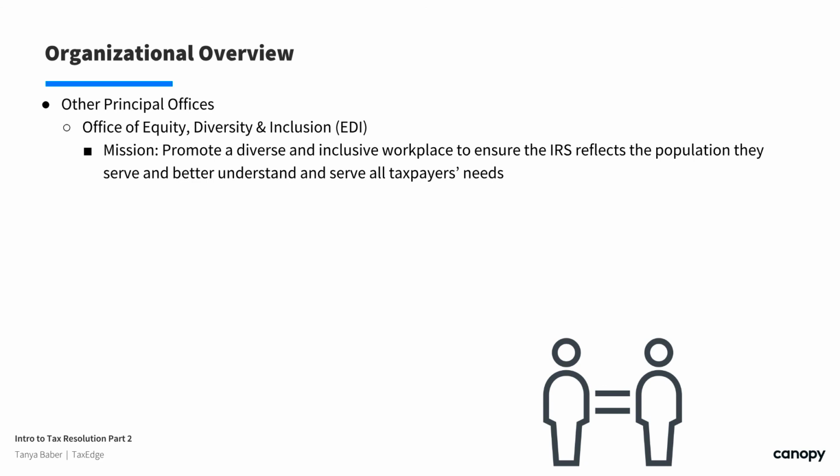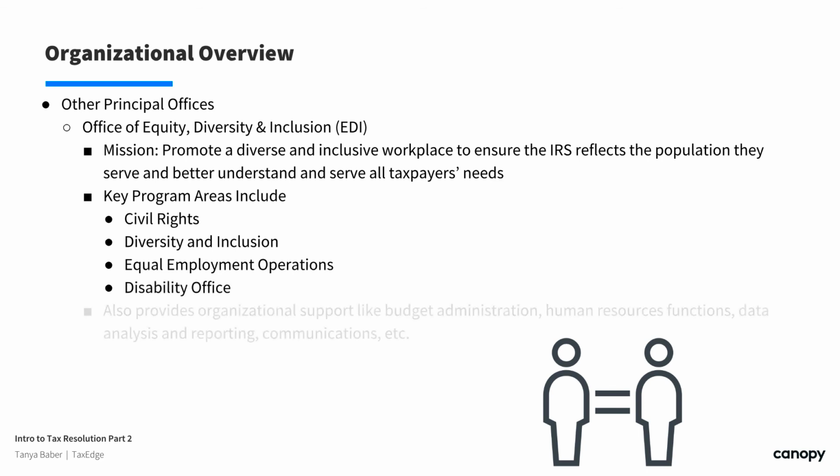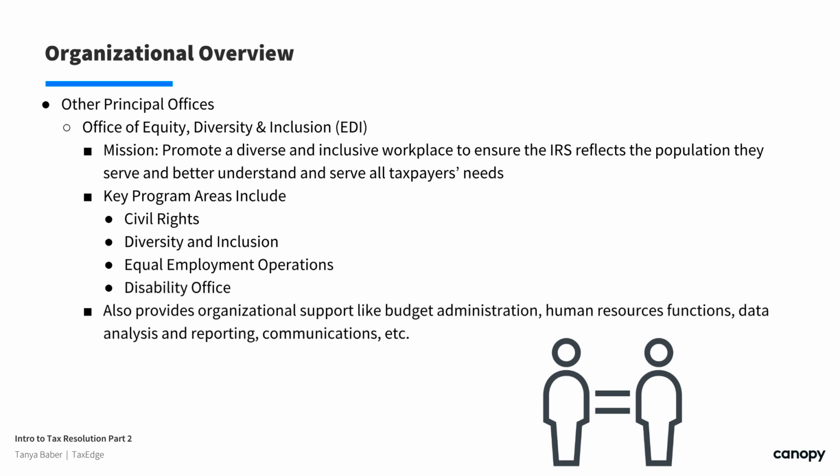Within that division they have civil rights, diversity, inclusion, equal employment opportunities, and a disability office, but they also have organizational support. They provide budget administration, human resources, and data analysis and reporting. All those lovely data charts I like to go to and study to try to figure out trending are under their umbrella, and that's one of the functions of this particular office. I know that's a ton of information we've gone through. We just hit a lot of the organizational structure. We're going to spend most of the rest of the time talking about more important things, which I consider to be taxpayer rights and what our duties and obligations are.